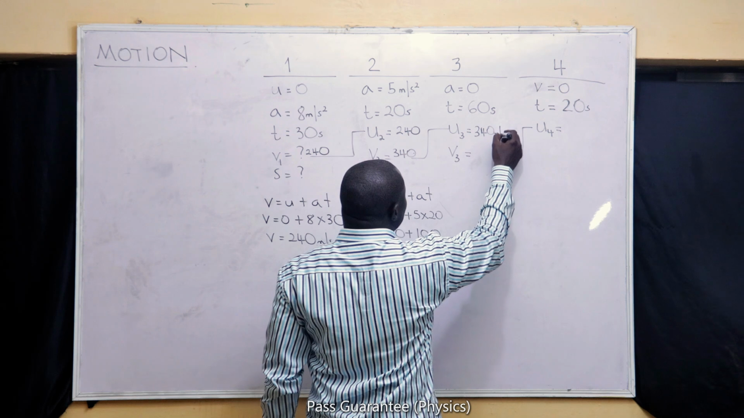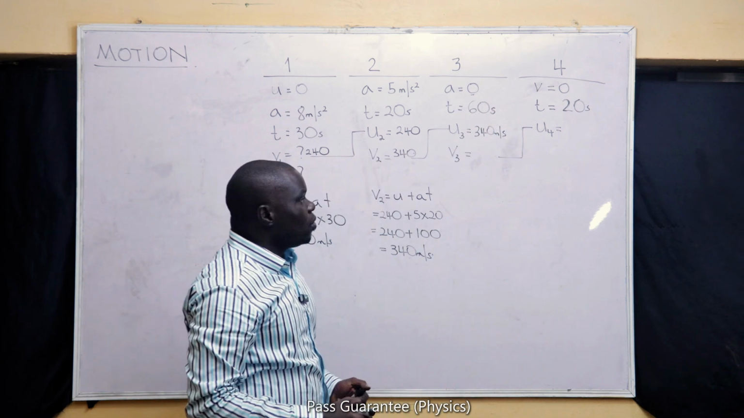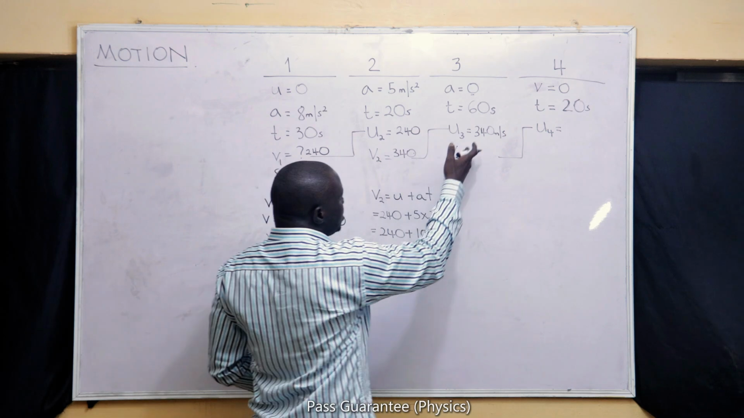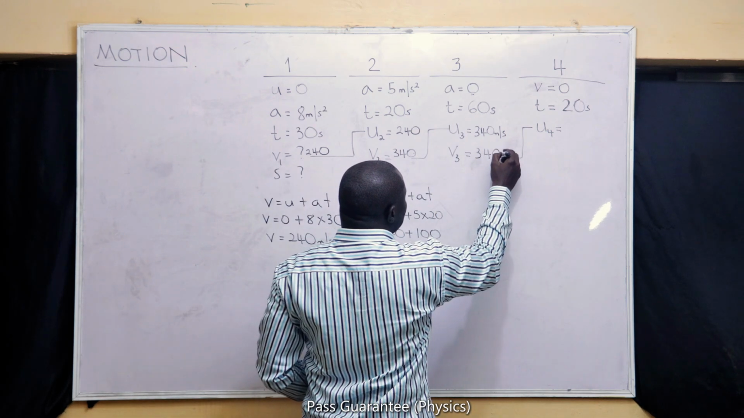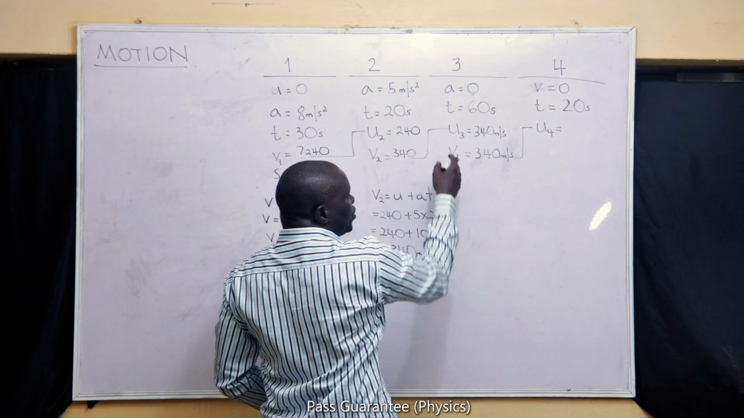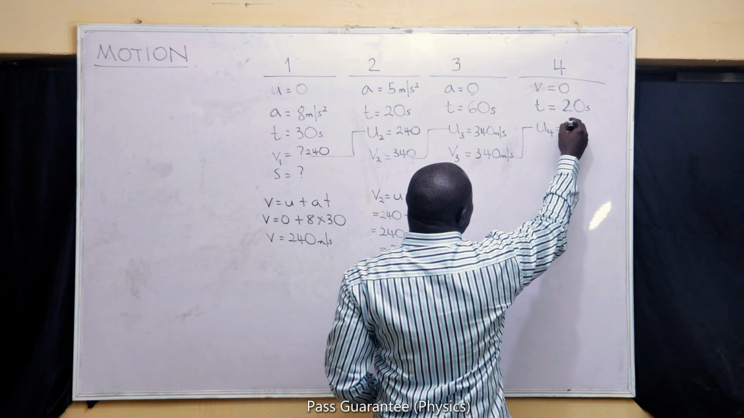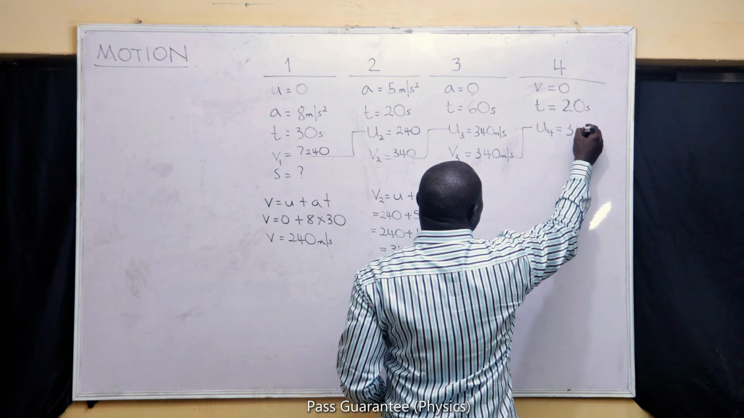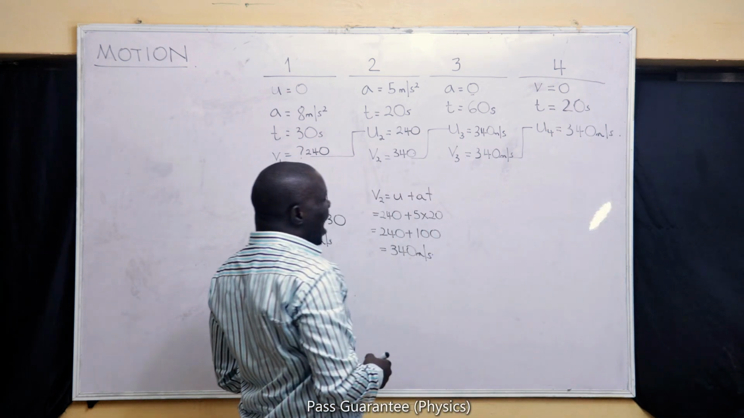Which is also going to be 340 meters per second. Here the acceleration is zero. Anytime the acceleration is zero, we observe that the final velocity and the initial velocity must be equal. So I don't even need to find it. It must be 340 meters per second, because the acceleration is zero, U and V will be the same thing. So the final velocity of the third part being 340, it means the initial velocity of the fourth part will also be 340 meters per second. Now I want to determine the average speed.